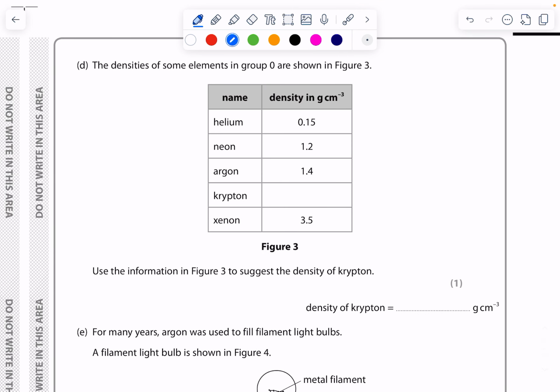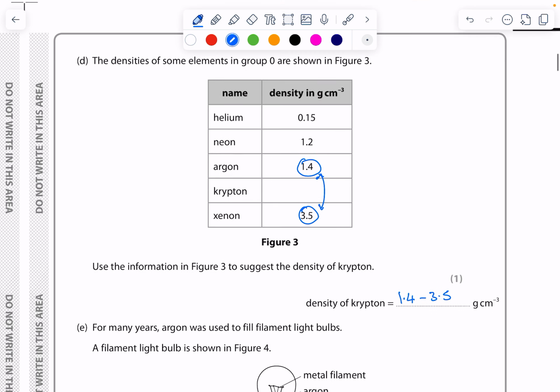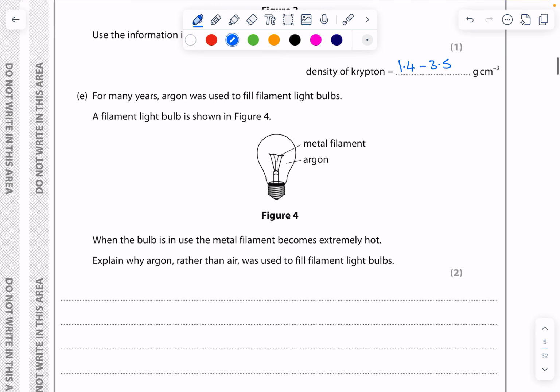Carrying on, we're given the data to calculate a density for krypton. As long as you get a number that's higher than 1.4 and lower than 3.5, so anywhere in between these two, you are going to get the mark correct. So as long as your density is anywhere between 1.4 and 3.5, you will get the right mark in that answer.